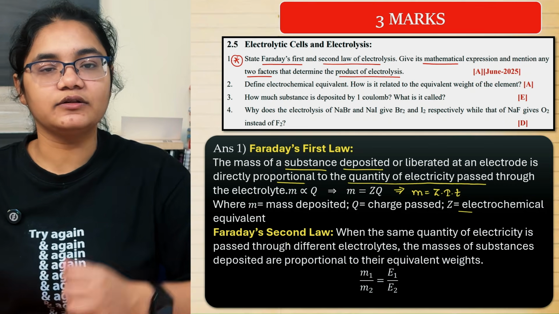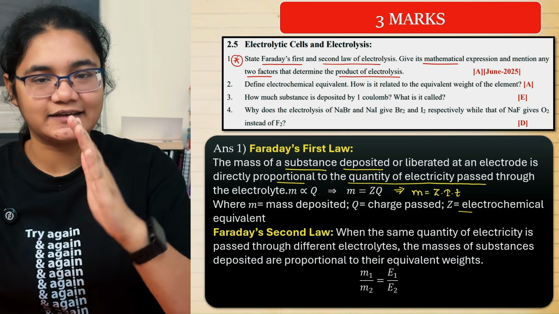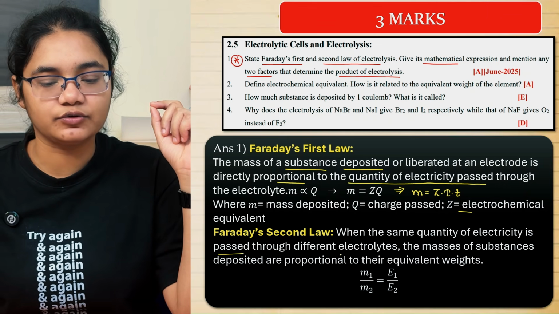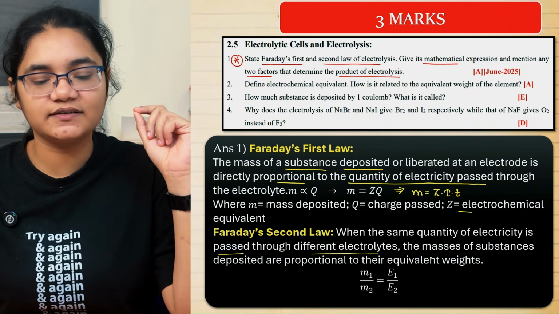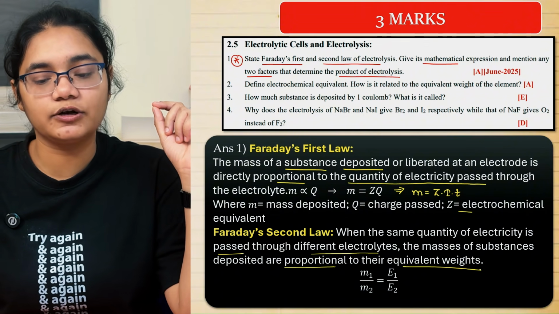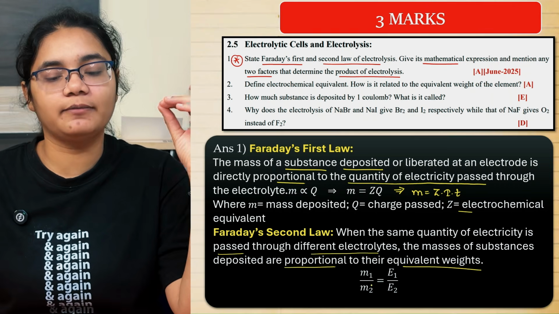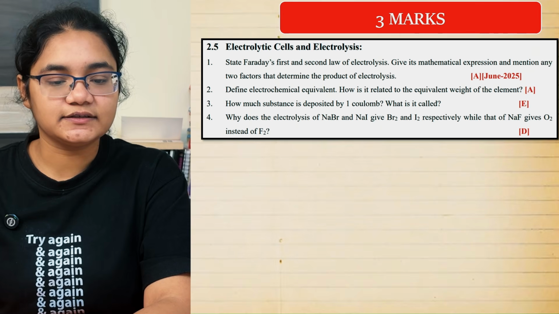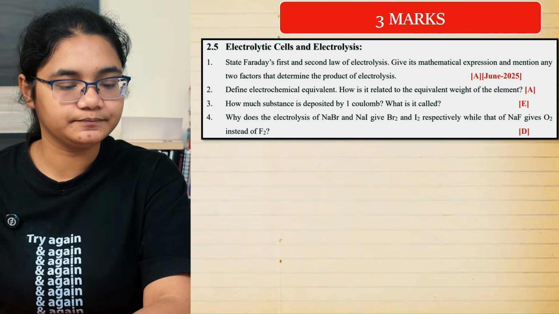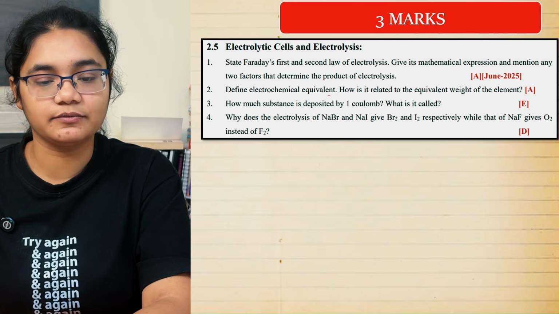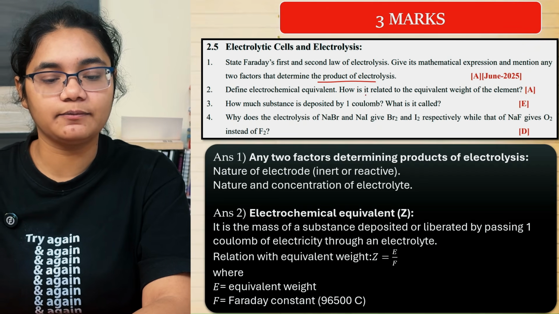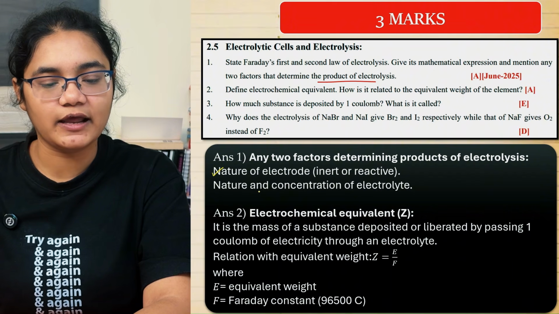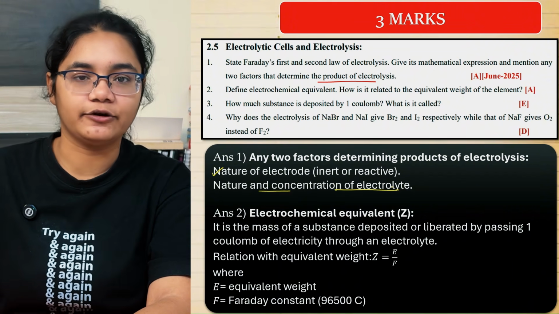Then Faraday's second law, this is used when you have two cells connected in series. When the same quantity of electricity is passed through different electrolytes, the masses of substances deposited are proportional to their equivalent weights. M1/M2 = E1/E2. Sorry, we haven't completed question number 1. State the factors on which the products of electrolysis depend. It depends on the nature of the electrode and the nature and concentration of the electrolyte.